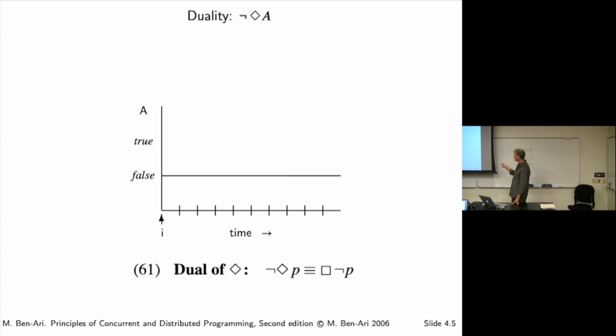And here's duality. He's saying not eventually A means that, here's an example of not eventually A. So if we have not eventually A, what does that mean? A has to stay what? It has to stay false, right? So not eventually A is the same thing as always not A. Is that clear how that makes sense?